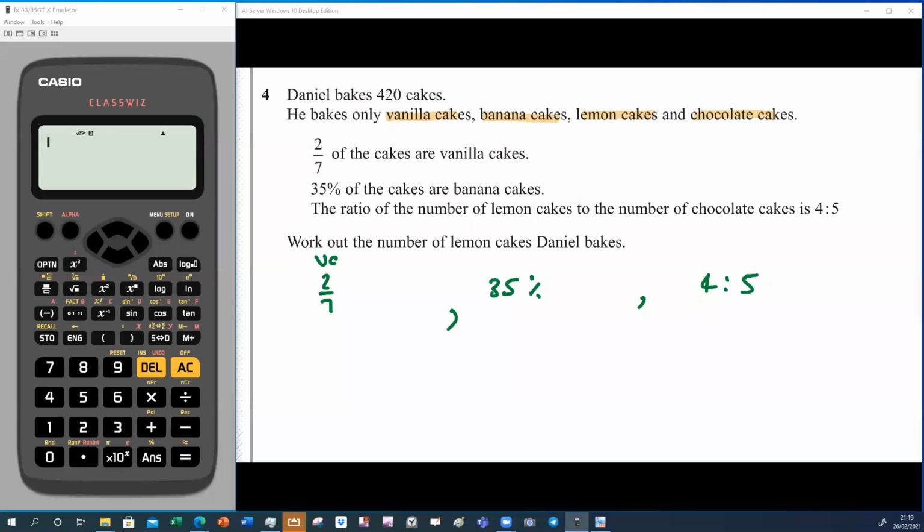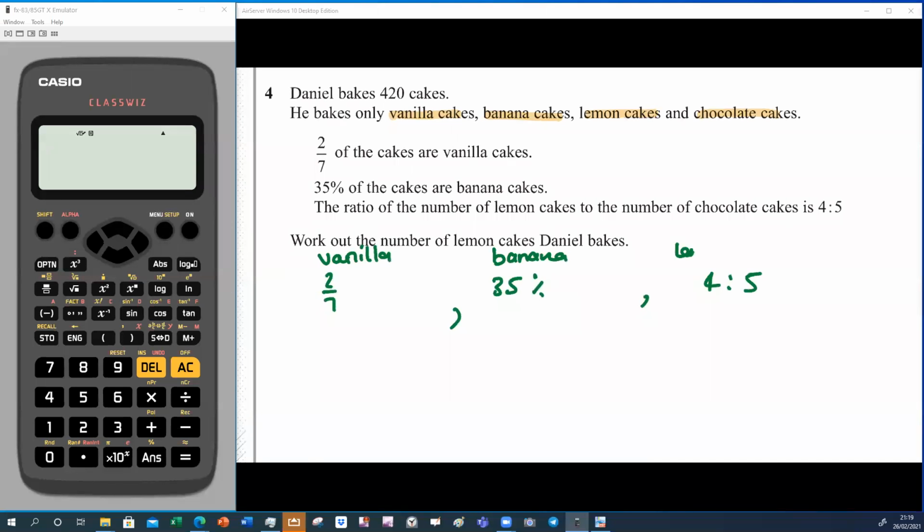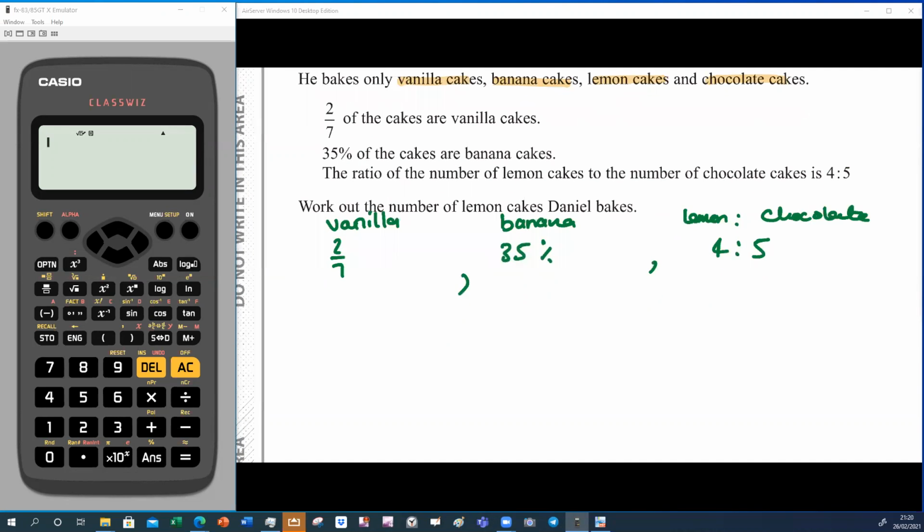Okay, so these ones are vanilla. These ones are banana. So the minions will be really happy. And then we have the lemon, and then we have the chocolate. Okay, so 2/7. What's 2/7 of 420? Let's work that out. So we do 2/7 times by 420 on the calculator.